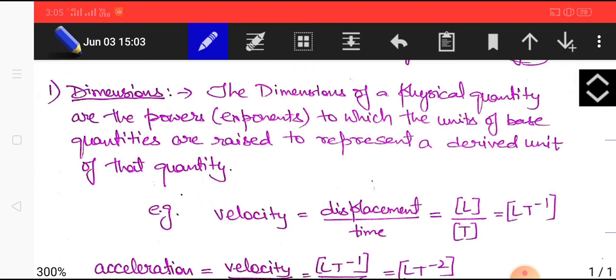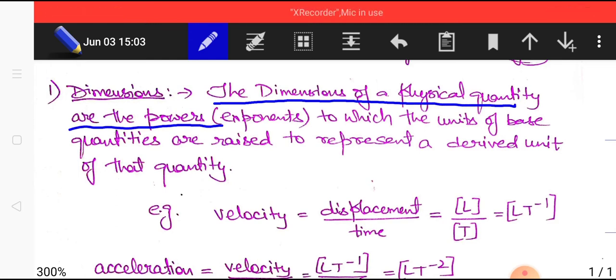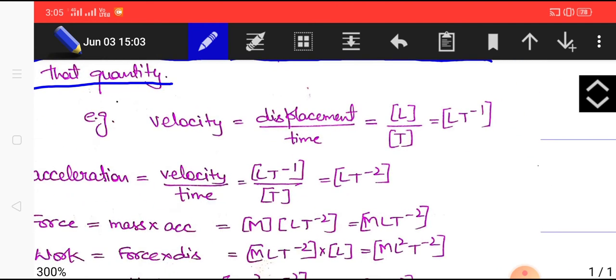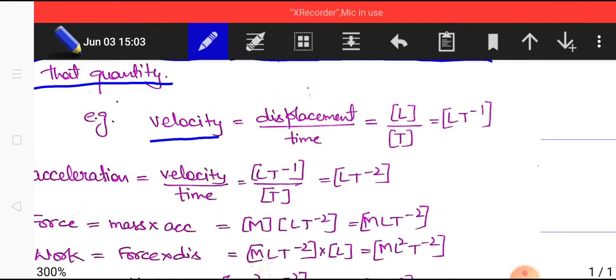So let us start. What are dimensions? The dimensions of a physical quantity are the powers or exponents to which the units of the base quantities are raised to represent a derived unit of that quantity. Example, velocity. We know that velocity is defined as displacement divided by time, and displacement is a length and time is time, one of the fundamental quantities, so their dimensions are L divided by T. So the dimensional formula of velocity is LT^-1.